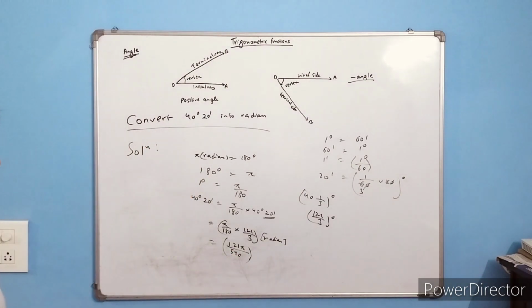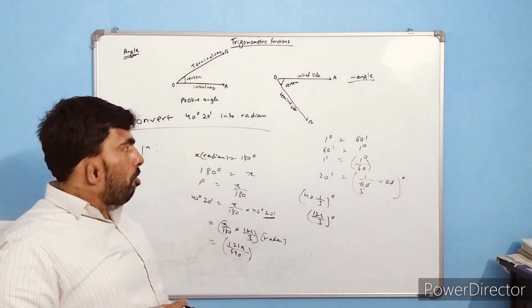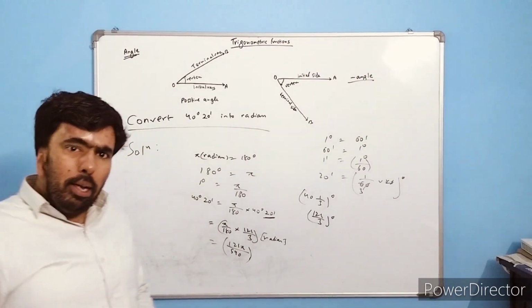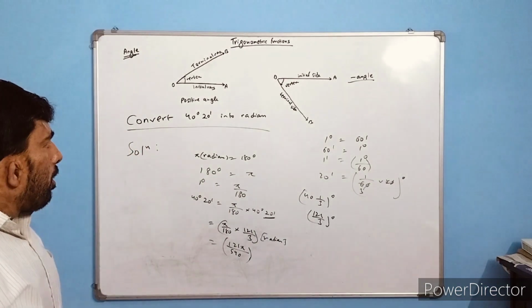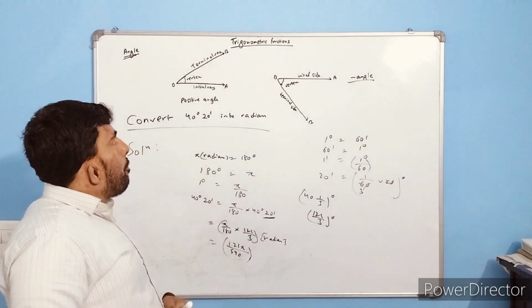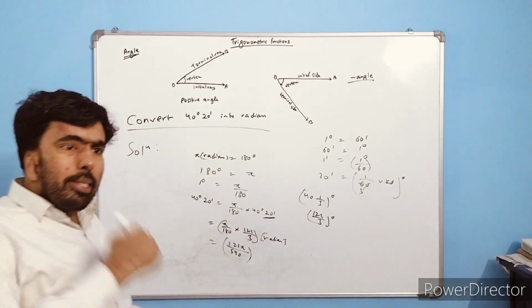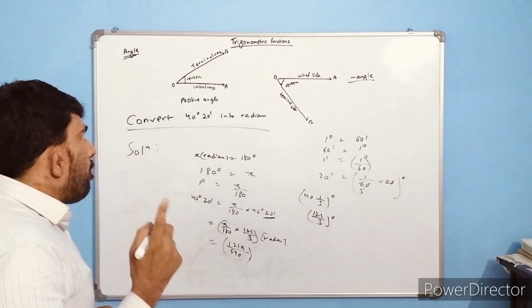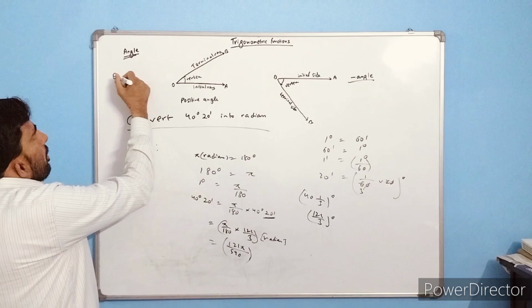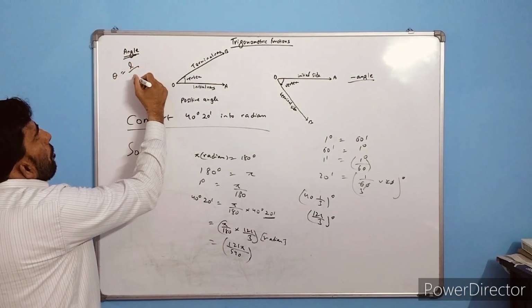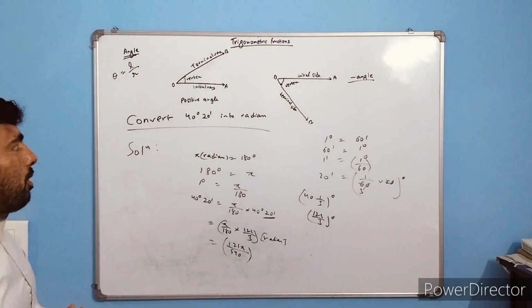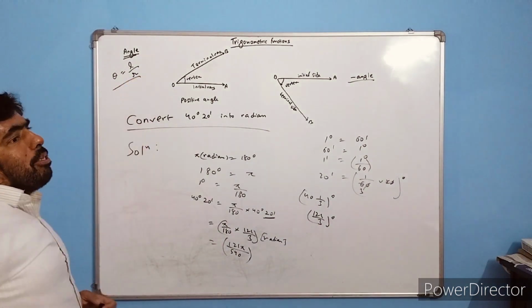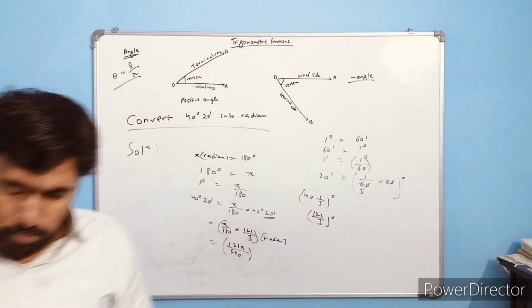So we have just seen how to convert degree into radian and radian into degree. Now we'll try to solve more examples, because we have just seen the formula for the radian, that angle theta is equal to L upon R. This we will now apply in the next example.